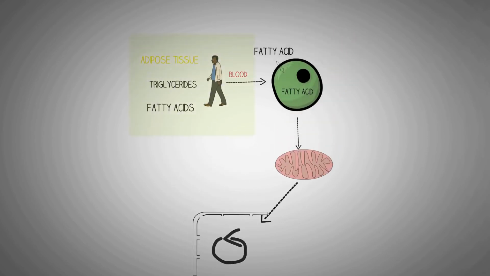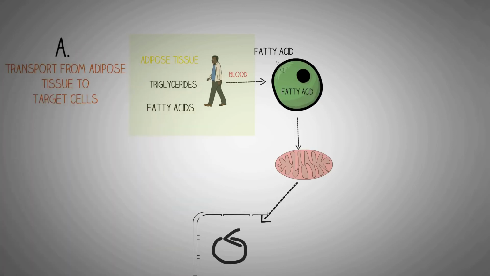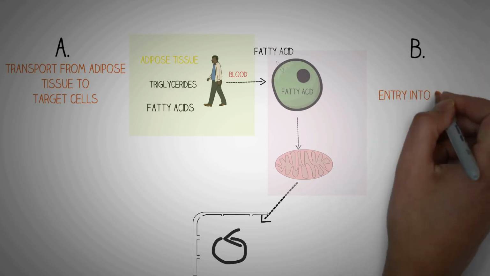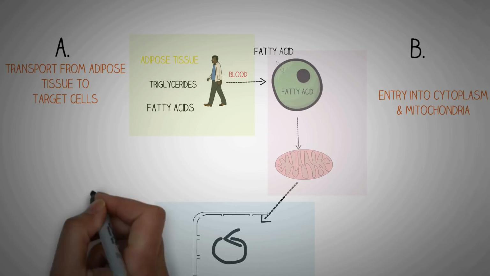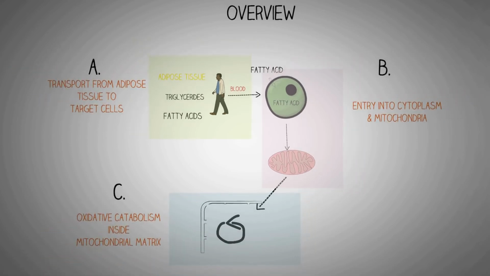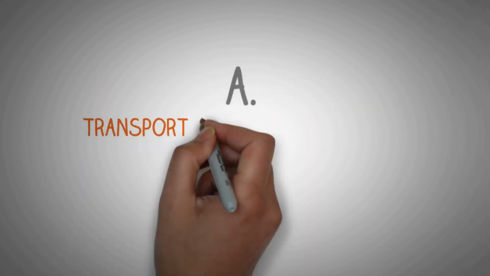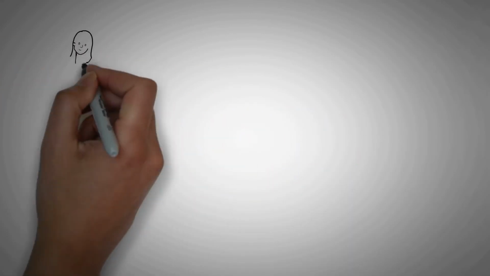So the whole process of beta oxidation can be divided into 3 phases. A. Transport of fatty acids from the adipose tissue to the target cells. B. Entry of the fatty acids into the cytoplasm and then into the mitochondria of the cells. And C. Oxidative catabolism inside the mitochondrial matrix. So let's first talk about the transport of free fatty acids from adipose tissue to the target cells.